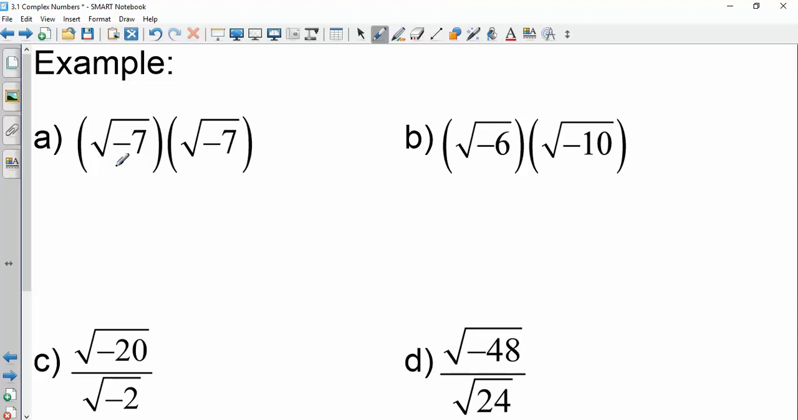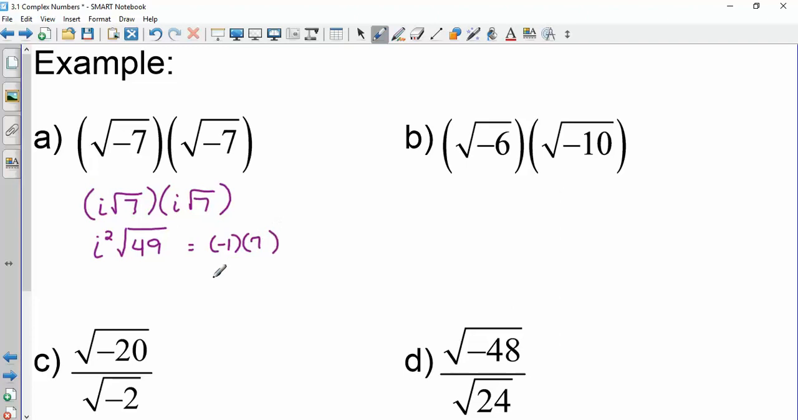Alright, so on A, square root of -7. What could we do there? Just take an i out. We can't break down the square root of 7. So that's just i radical 7 times i radical 7. When you multiply, you multiply the numbers outside the radicals together. So i times i is i squared. Then you multiply the numbers under the radicals. So 7 times 7 is 49. i squared is -1, and the square root of 49 is 7. So we get negative 7 for our answer.